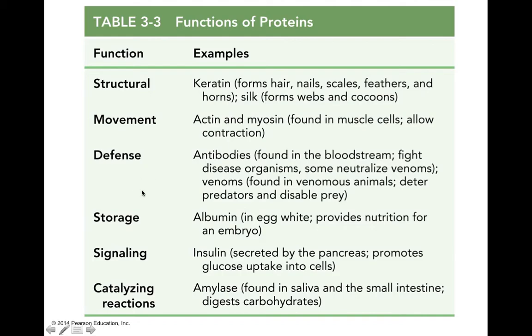And also things like venoms, which aren't something that we as humans have, but other organisms use as defense, are also going to be proteins. One of the classic energy protein storage molecules is albumin. We're going to use albumin in the biomolecules lab if we actually end up having face-to-face courses this semester. Albumin is found in egg whites and is going to provide nutrition for the developing embryo until it's able to crack out of the egg and consume food on its own.